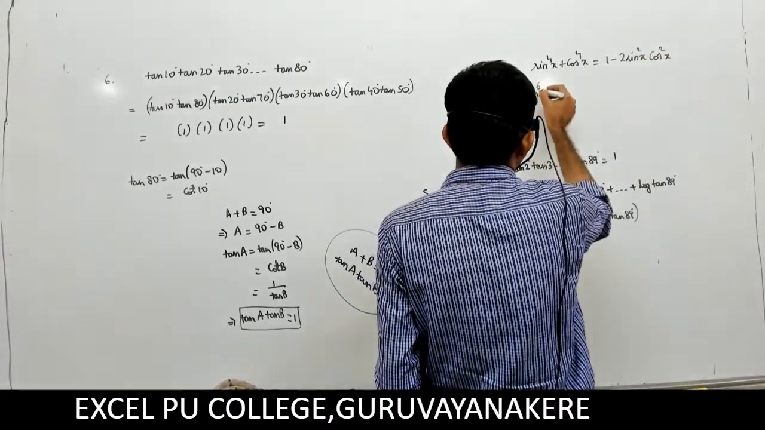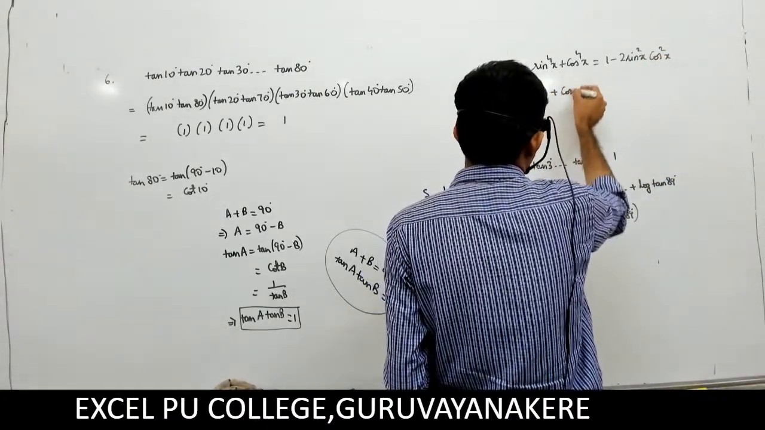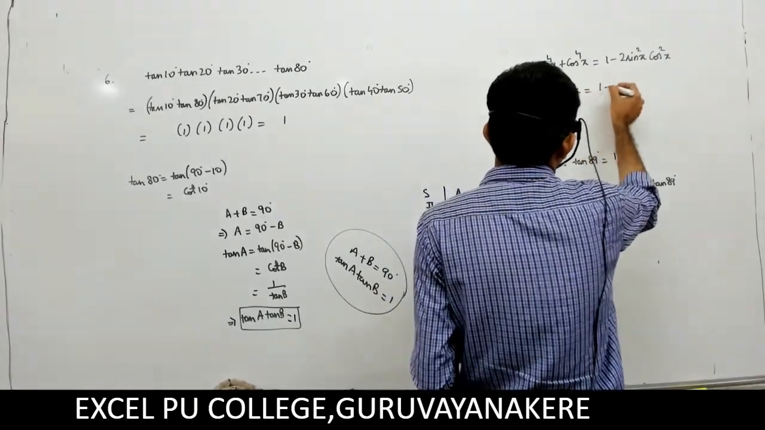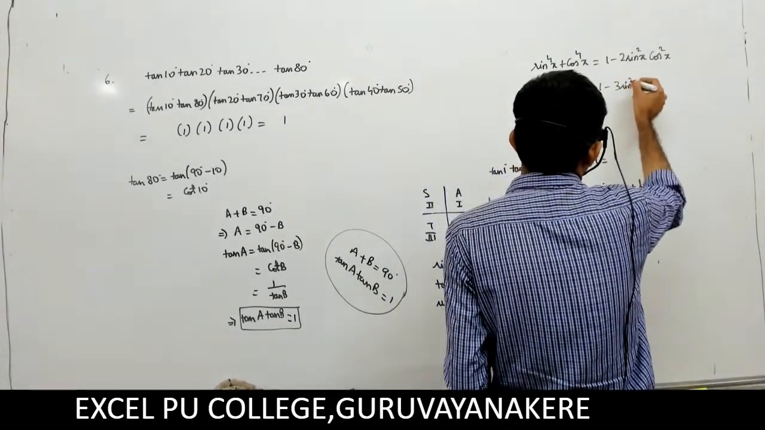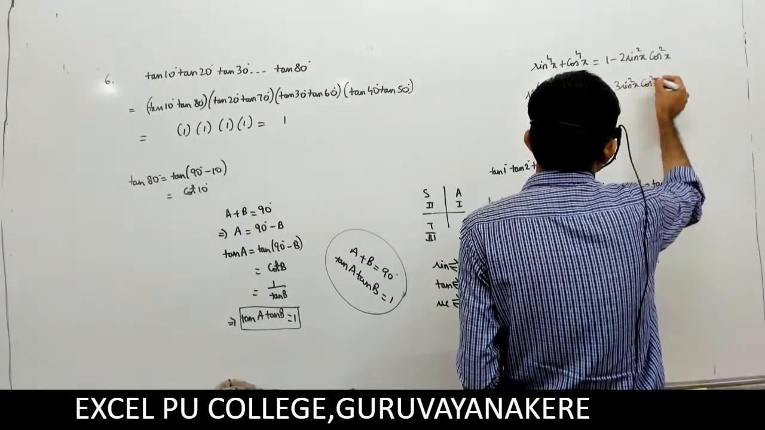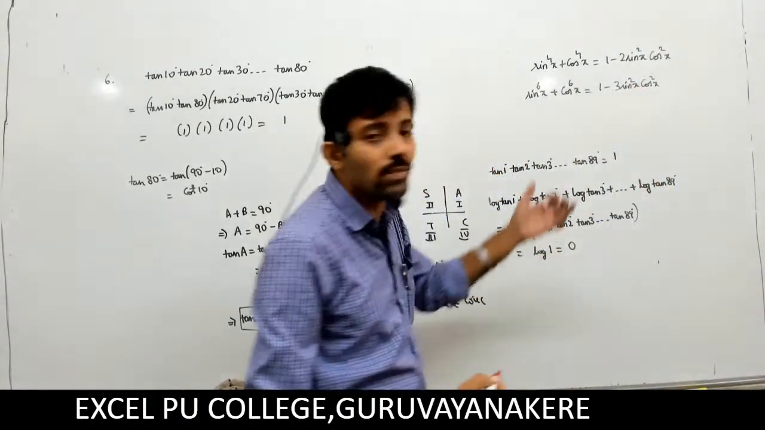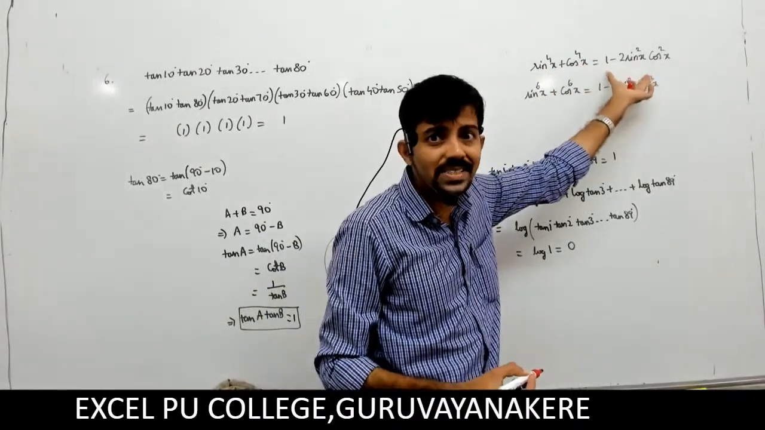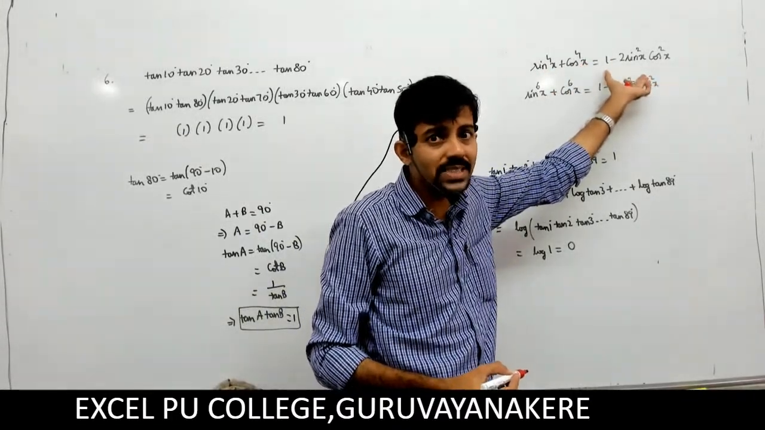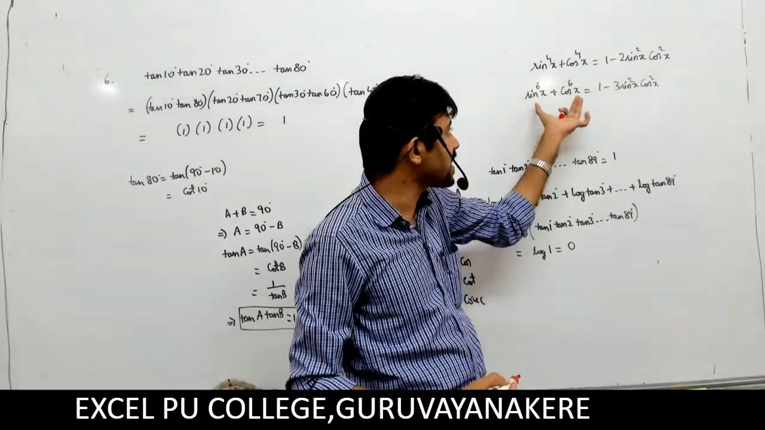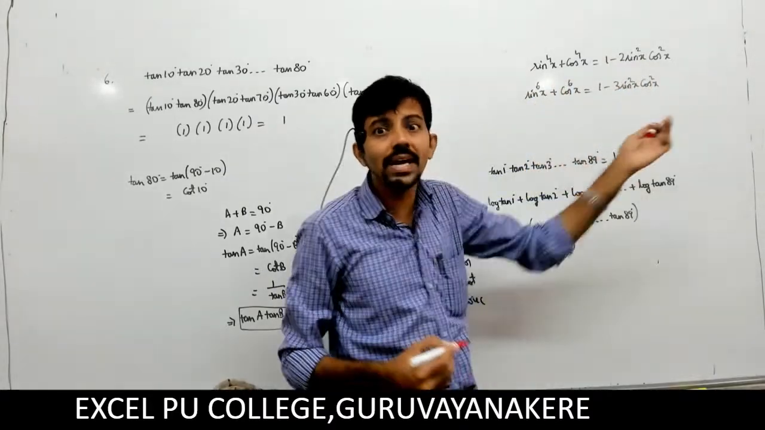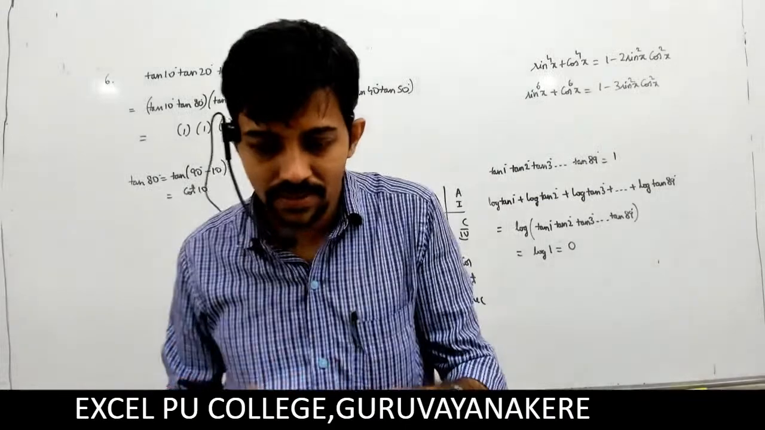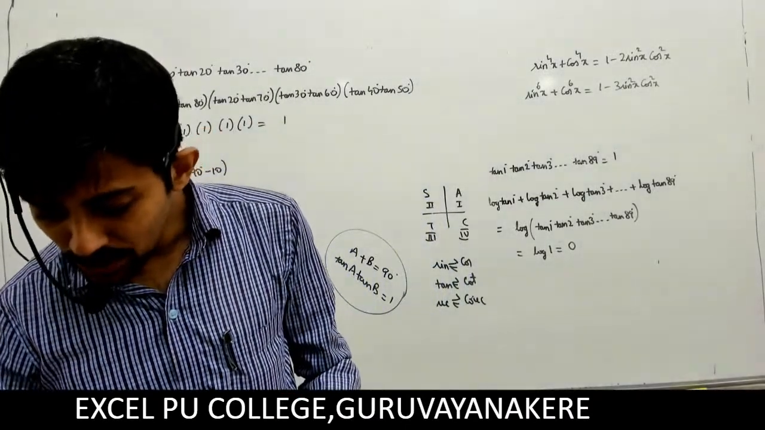Sin power 6x plus cos power 6x. If you don't memorize it and it appears in the exam in the middle of a problem, then you need to prove it and get it. That's why I'm telling you to memorize it. Sin power 4 plus cos power 4 is very important. It's used many times: 1 minus 2 sin square x cos square x. Sin power 6x plus cos power 6x is 1 minus 3 sin square x cos square x. All these things you must know.